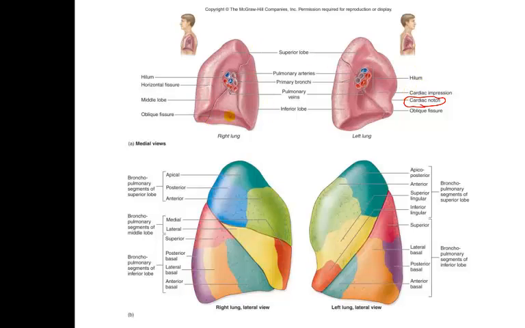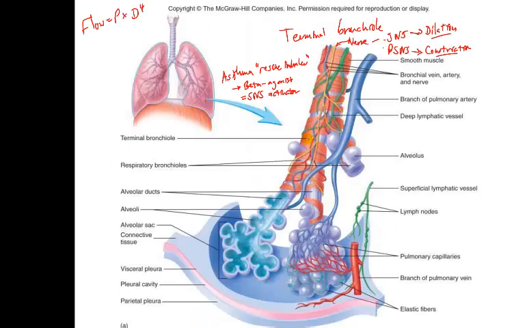The inferior surface of the lungs actually sits directly on the diaphragm. You can see that here. The lateral surface of the lungs directly touches the chest wall on all sides.